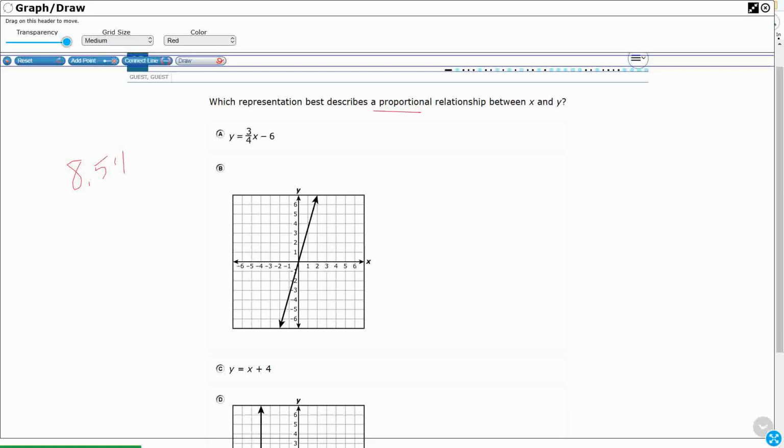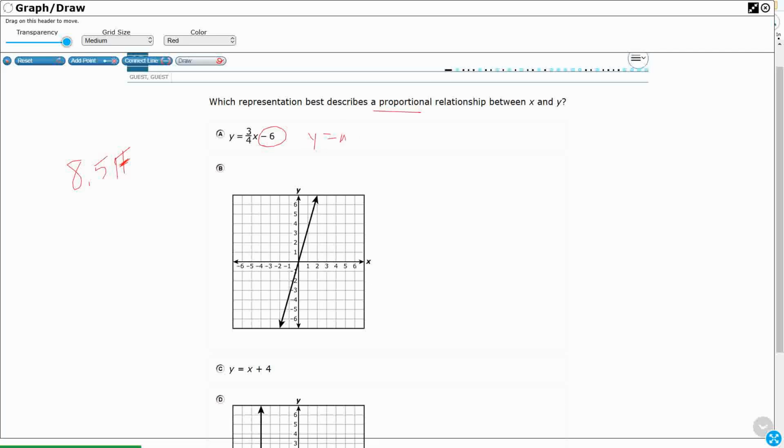And so when we've got this A, you see this minus 6 right here. This follows our slope-intercept form. That minus 6 means that line is going to be pushed down a little bit like this. It's going to be right there at minus 6. B, look at that, right there through our origin. So that is going to be our correct answer.